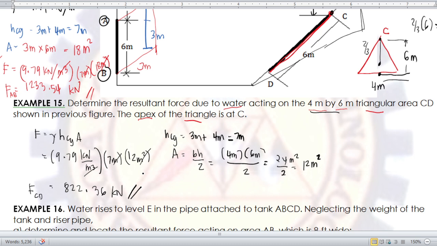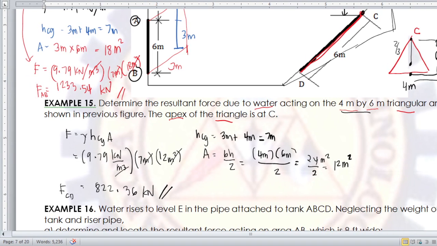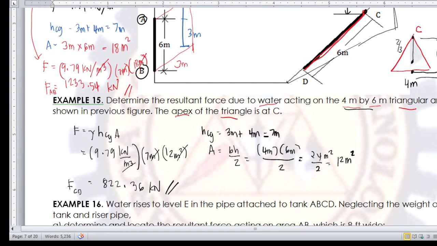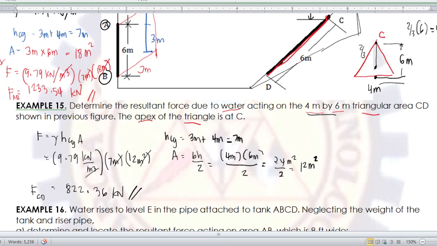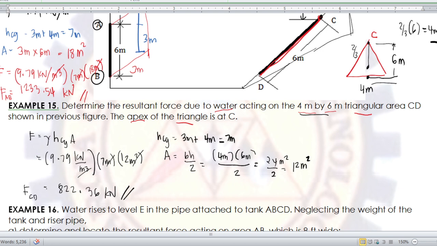Okay. Now, how about for example 16? Okay, wait lang. Okay, how about for example 16, class? Wait lang ha.